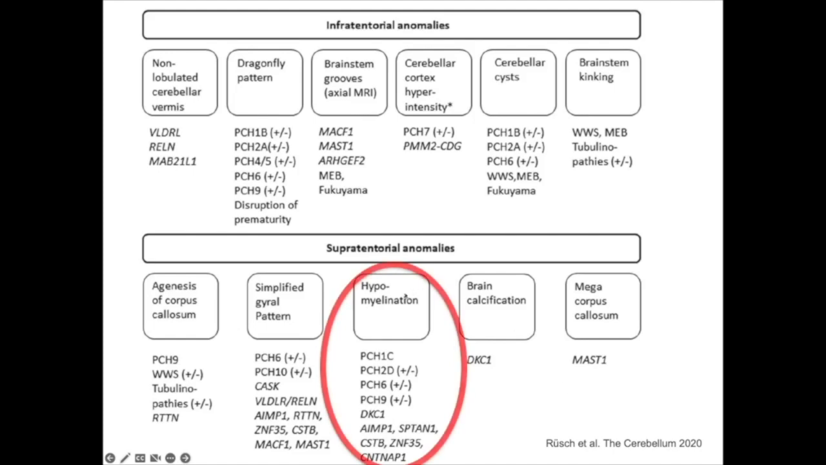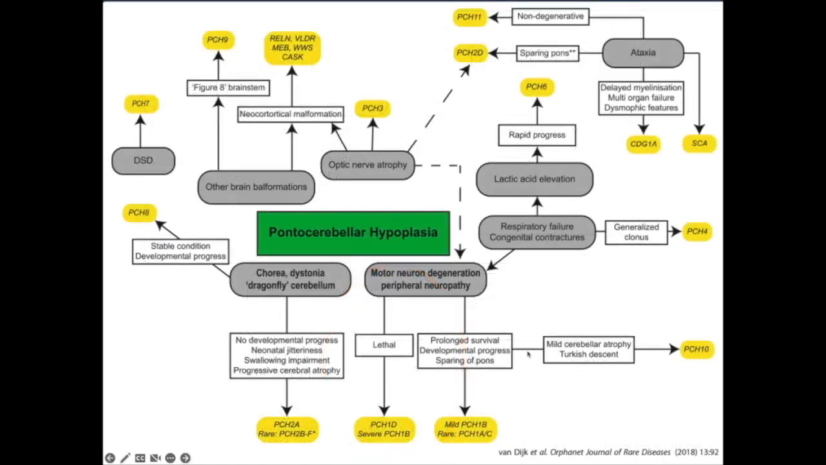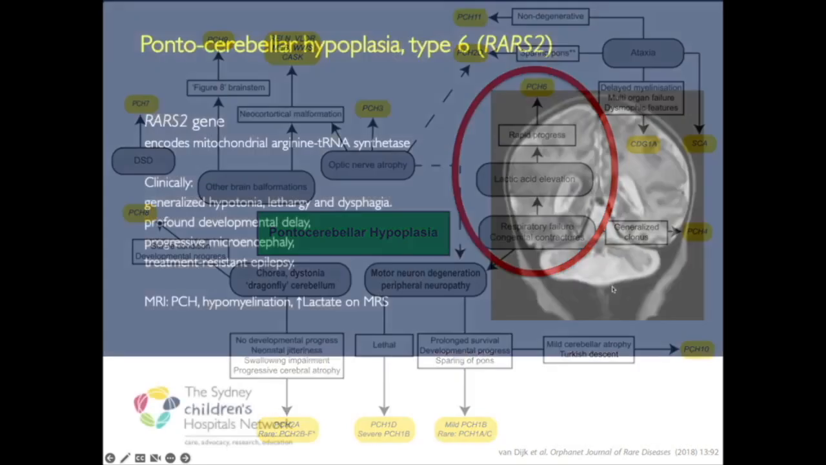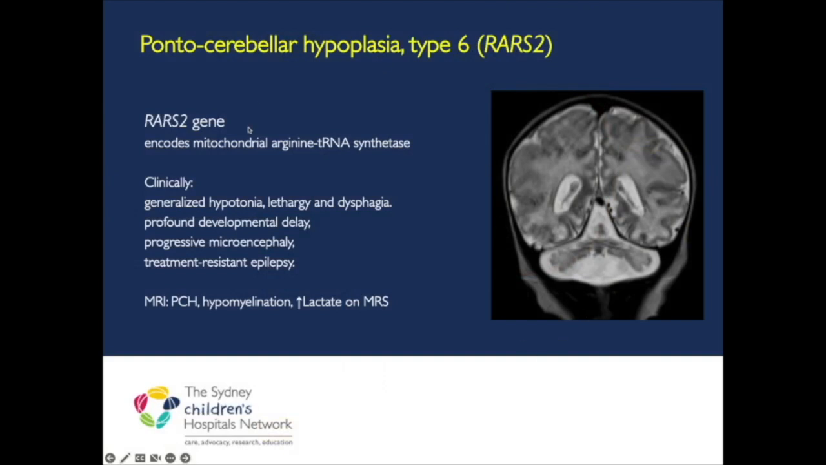And if you look at our case, we've got hypomyelination, so that narrows it down to about 10 genes or so. And if we take another approach, the more clinical approach, we've got the respiratory failure, we also had the lactic acid elevation, we end up with PCH type 6, and this is what this patient had. This is caused by a mutation in the RARS2 gene.